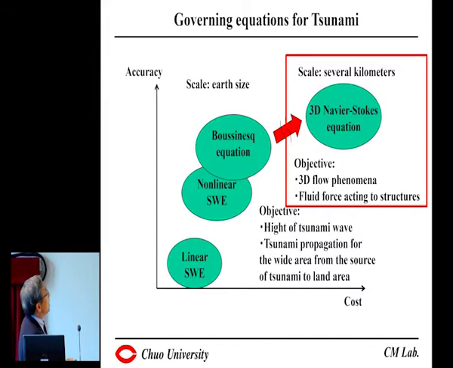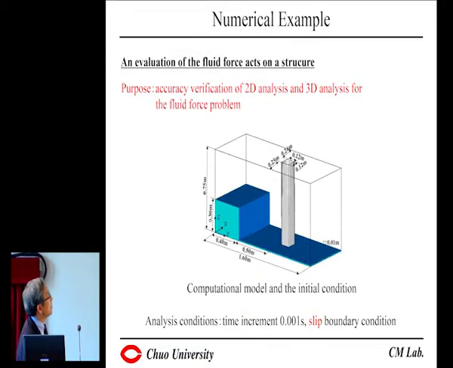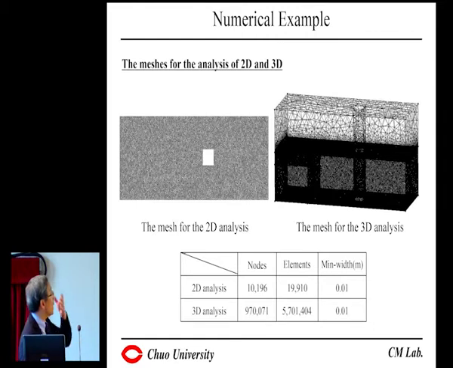And I will show you the numerical example, the comparison of 2D and 3D. This is a mesh for 2D, and this is a mesh for 3D. The total numbers of nodes and elements are entirely different between 2D and 3D. And here you can see the computed results. This is a computed result by the shallow water equations, and this is a computed result by the Boussinesq equation. And this is a computed result by the Navier-Stokes equations. And this is a time history of the fluid force acting on the structures. The circular mark denotes the experiments. So from this figure, the computed result obtained by the 3D Navier-Stokes equations is in good agreement with the experimental data.